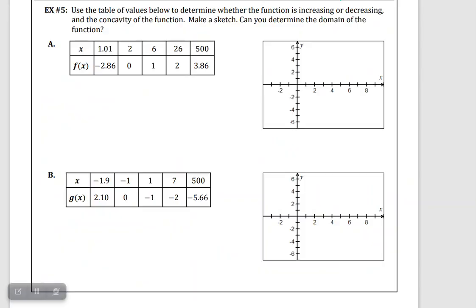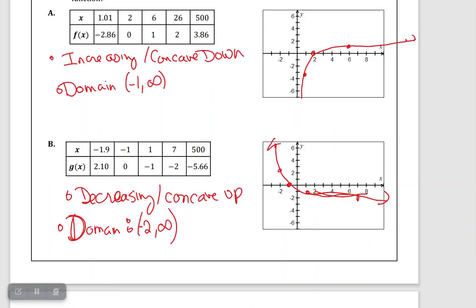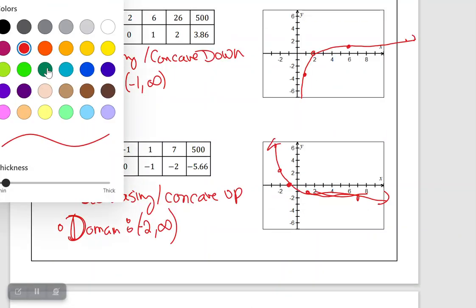For example, number 5, I want you to go ahead and just plot these points, and it's just asking you to define whether it's increasing, decreasing, concave up, concave down, okay? And then the domain. So go ahead, take a minute, pause the video, do these problems. Okay, so hopefully yours looks very similar to mine.